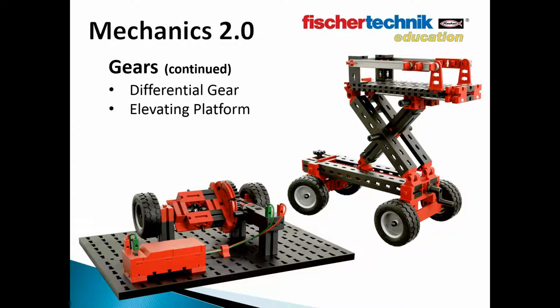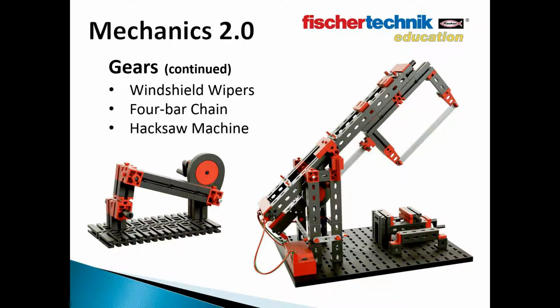Students will learn how a differential gear is used, why it's important, and will build a working model to study its function. Next, they will construct a scissor elevating platform to learn about screw spindles, joints, and levers. A windshield wiper model will be used to study how a crank rocker gear unit transforms a rotational movement into an oscillating, of course back and forth, movement.